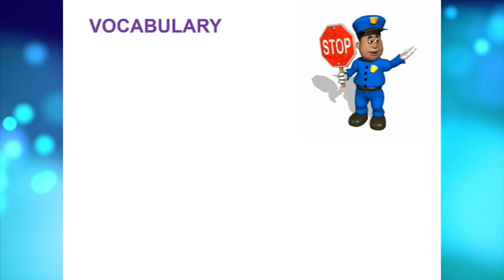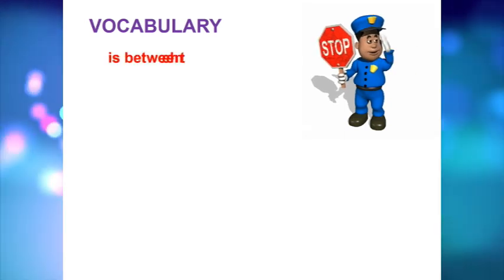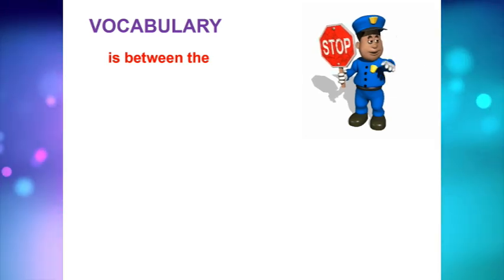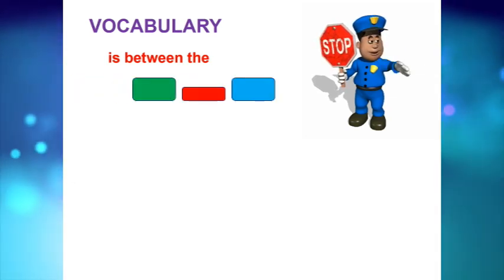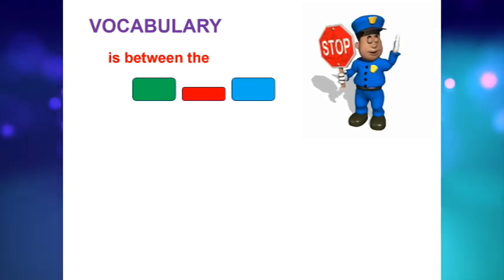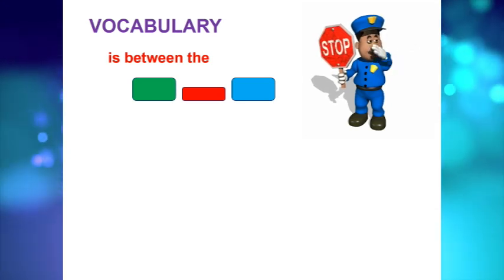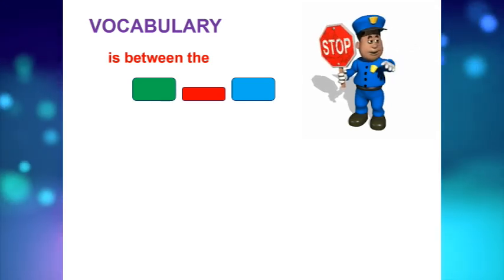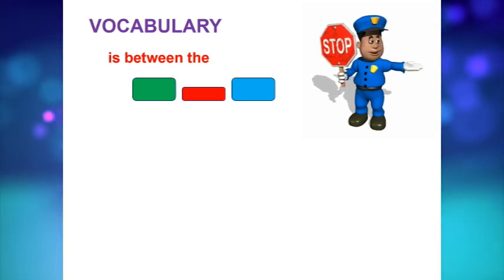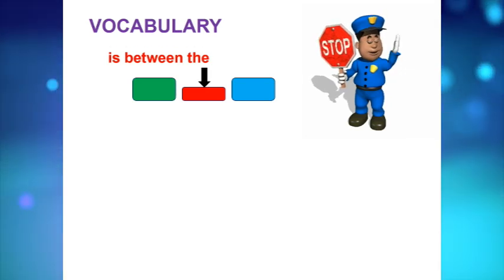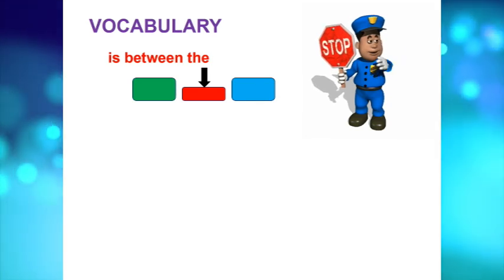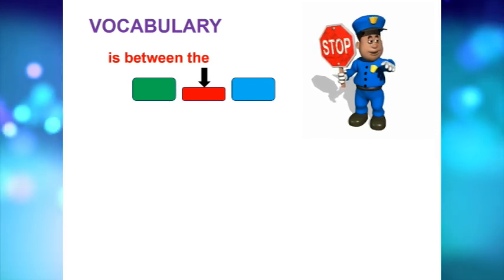So, without further ado, let's learn some basic vocabulary phrases in giving directions. First is "between the." Which block is between the? Is it the green, the red, or the blue? Of course, the block that is between the others is the red. So we will say the red block is between the green and the blue.